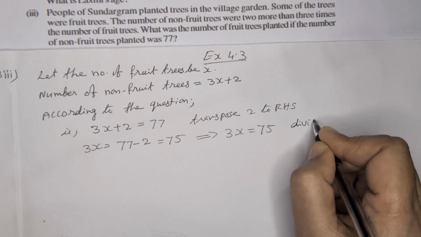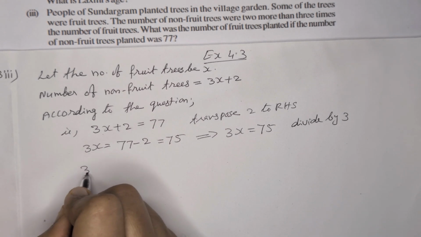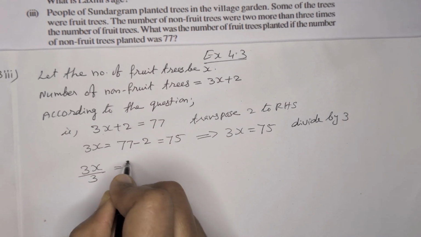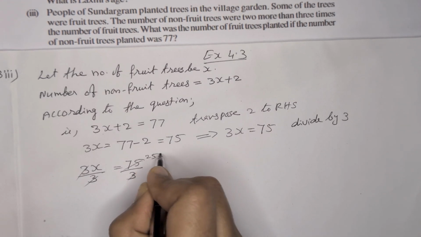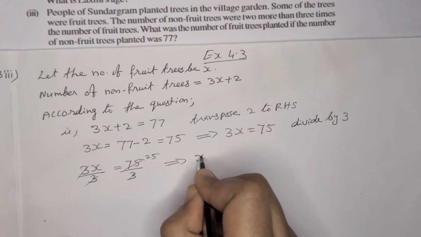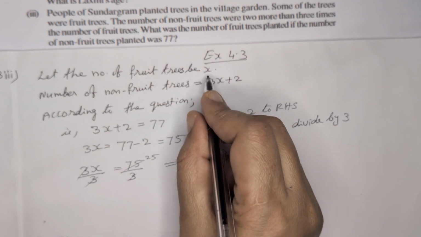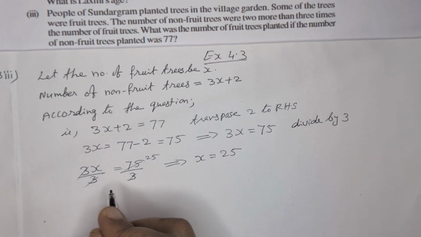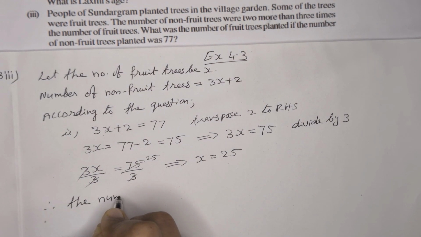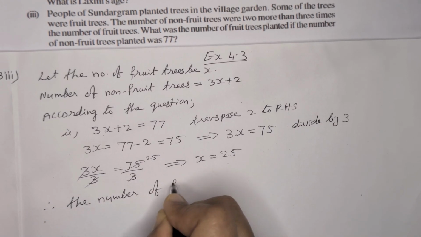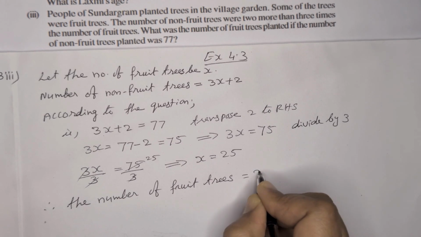Then divide by 3 on both sides to remove this 3. That means 3x by 3 is equal to 75 by 3. We can cancel that. Here 25, which implies x is equal to 25. x means the number of fruit trees. So we can write, the number of fruit trees is equal to 25.